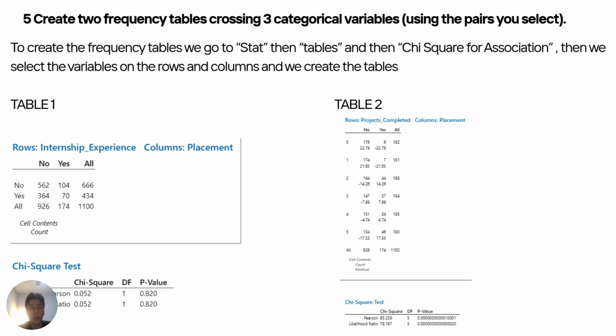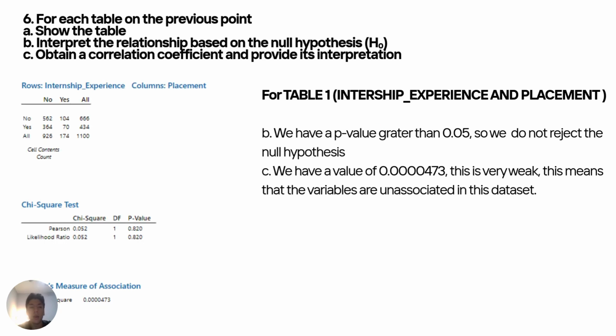Then we have to create two frequency tables using categorical variables. For table 1, we have internship and placement, and for table 2, we have projects and placement. Now we have to interpret the relationship based on the null hypothesis and the correlation coefficient. For the null hypothesis, in the first table, we have a value greater than 0.05, so we do not reject the null hypothesis. And the coefficient value is 0.00000473. This is very weak, so this means that the variables are not associated.